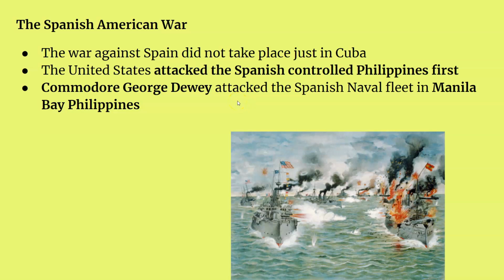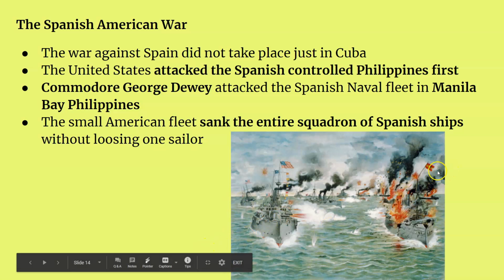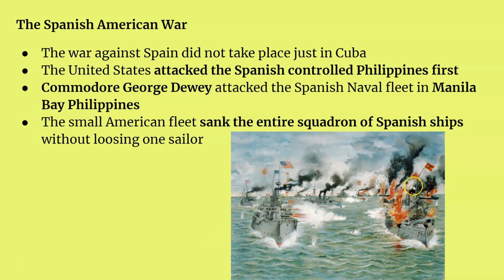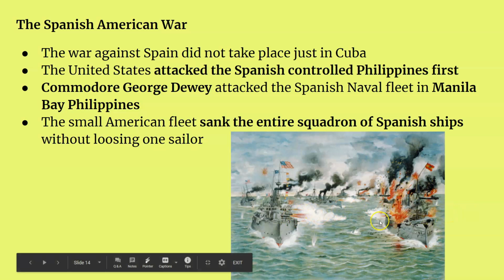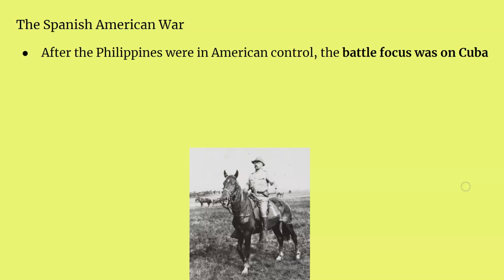Commodore George Dewey attacked the naval fleet in Manila Bay, Philippines. It was over pretty fast. This small fleet that the Americans sent over sank the entire squadron of Spanish ships. They just destroyed them, and they didn't lose one sailor in the whole entire fight. And this is kind of like the water fight here, just blowing up the Spanish ships. So, easy win out in the Philippines, and then going back to Cuba.